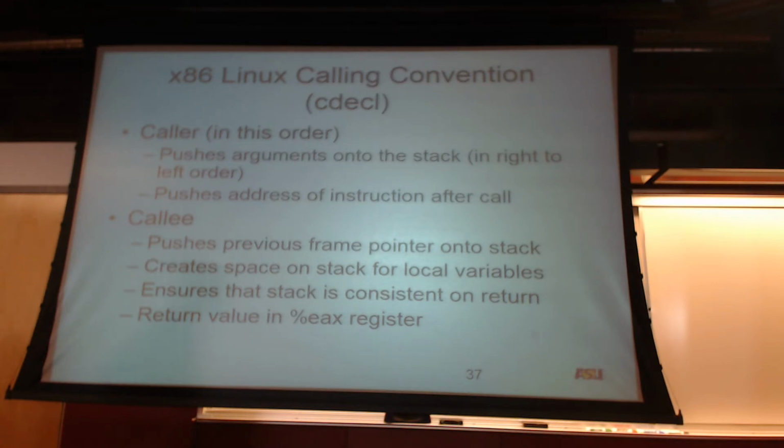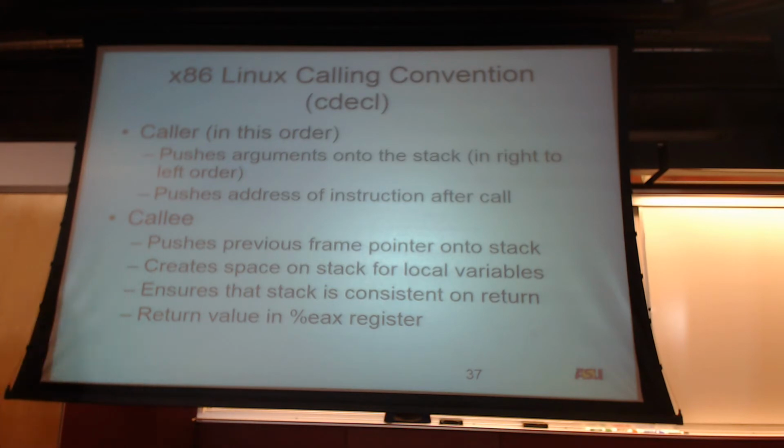It ensures that the stack is consistent on return. So whatever changes it did to the stack, creating space in a stack is not a change. It does not really change the stack. What changes the stack is pushing things or popping things. So if you have pushed or popped certain things, the callee should reverse those. Right? There has to be a way to reverse that. Then it has the return value put into the EAX register. So these are the 4 responsibilities of the callee, and there are only 2 responsibilities of the caller.